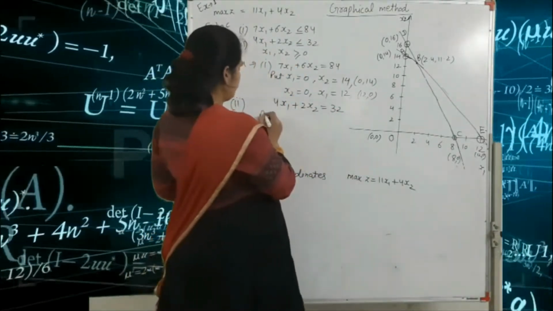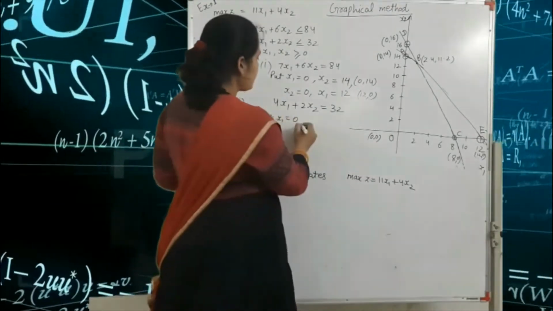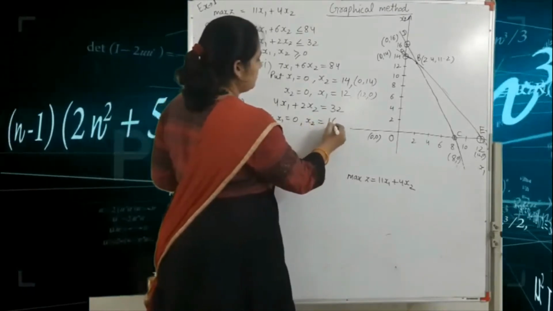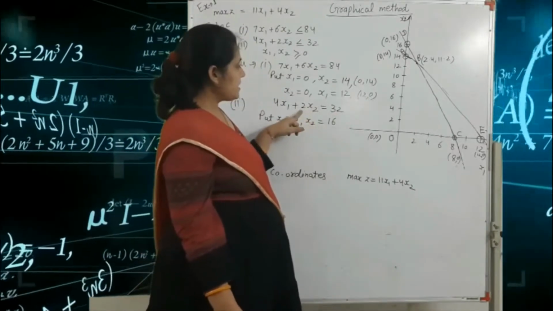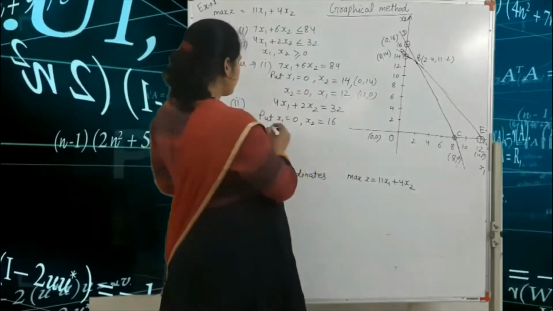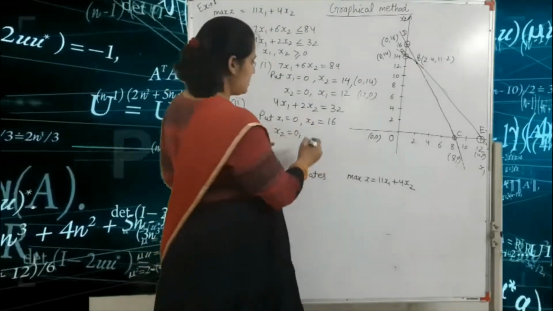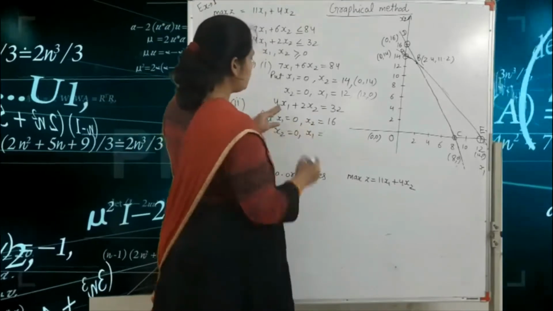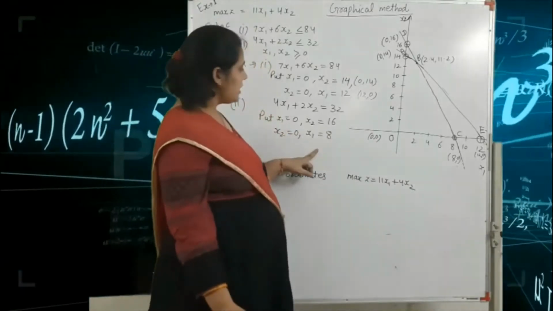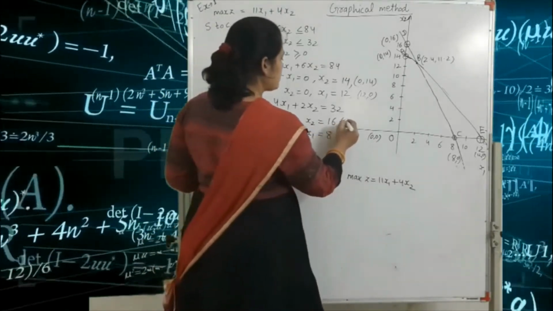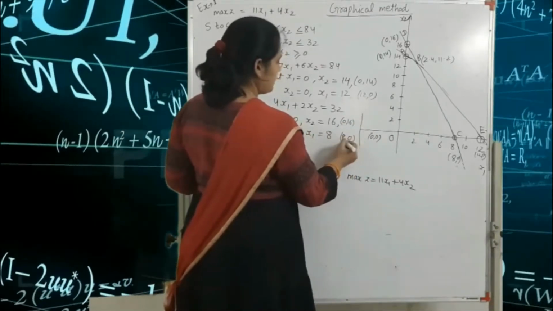Then put again x1 equal to 0 in this equation. So x2 is equal to what? x2 is equal to 16. With x1 equal to 0, 2x2 is equal to 32, that means x2 is equal to 16. Next we put x2 equal to 0. So x1 is equal to what? 4x1 is equal to 32, so x1 is equal to 8. So here the point is (0, 16), and here the point is (8, 0).